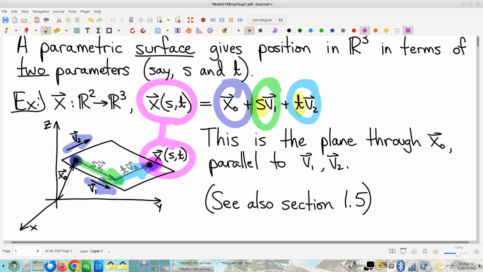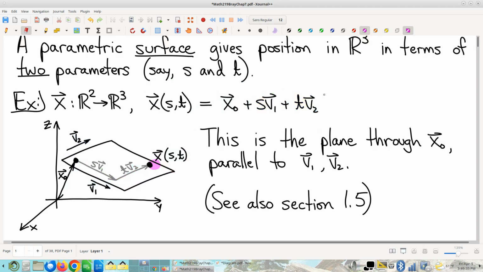Does that make sense? Everybody happy with that? All right. Okay, so this, again, is a parametric surface, because we have two parameters, and our position is a function of those two parameters, S and T. All right, so we're going to see several other kinds of parameterizations, ways to generate parameterizations, over the next 20 minutes, I guess it is.